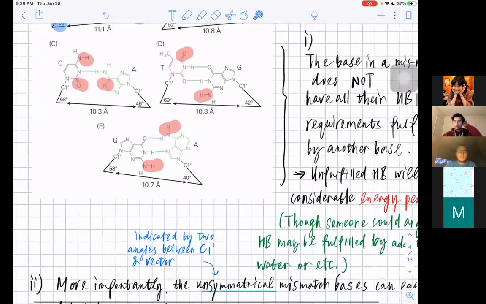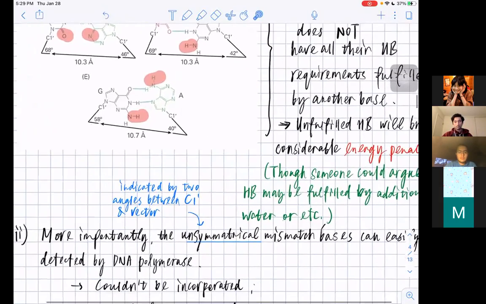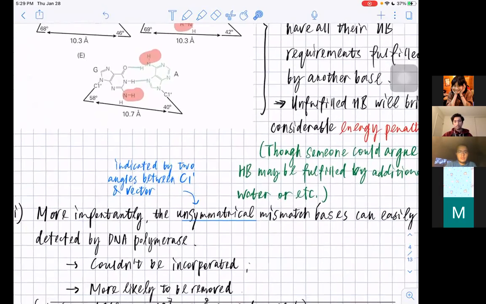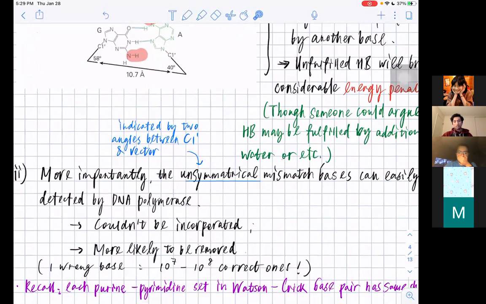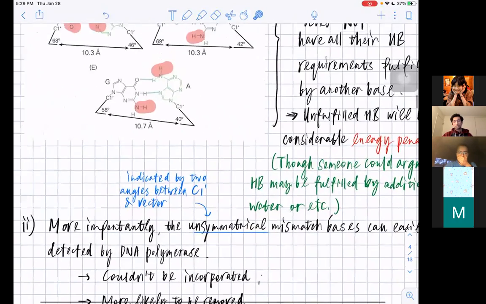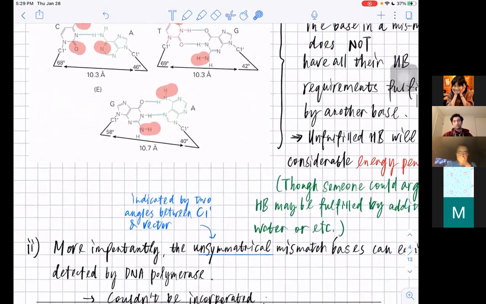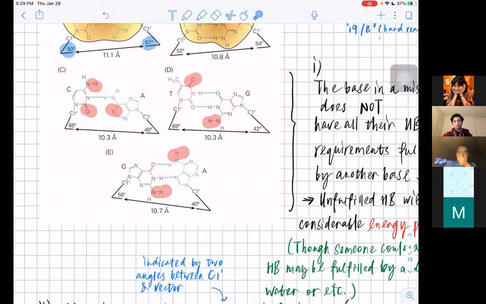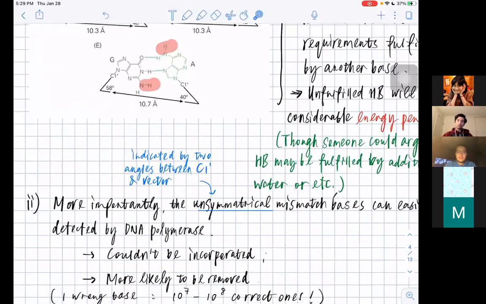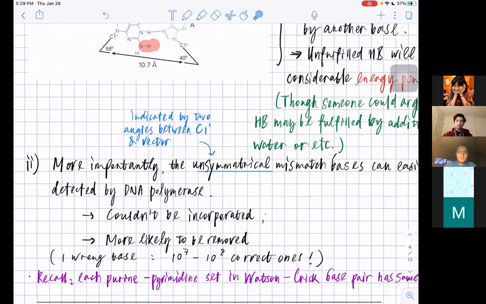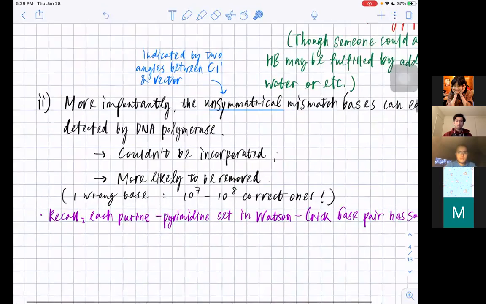But another, more important factor to consider is the shape. As you will recall, in standard base pairing, each purine-pyrimidine set has a uniform shape, whereas in a mismatched base pair, you can see there's a clearly asymmetrical structure that can be easily detected by DNA polymerase. The consequence of that is either the wrong nucleotide cannot be incorporated into the new strand, or it will be more likely to be removed in a proofreading process. And that contributes to the fidelity of DNA replication.